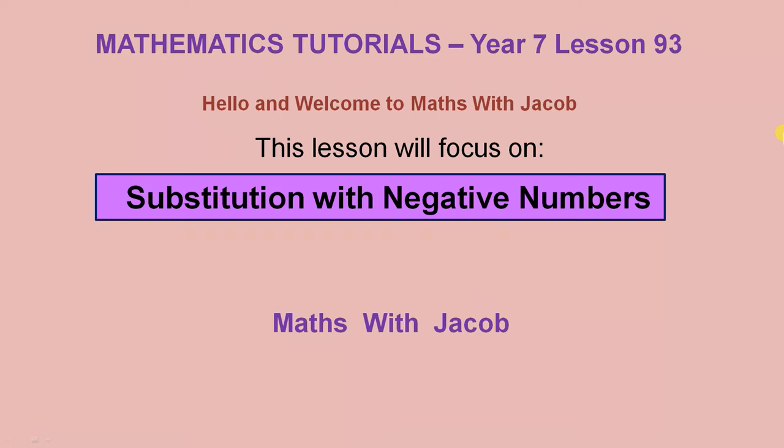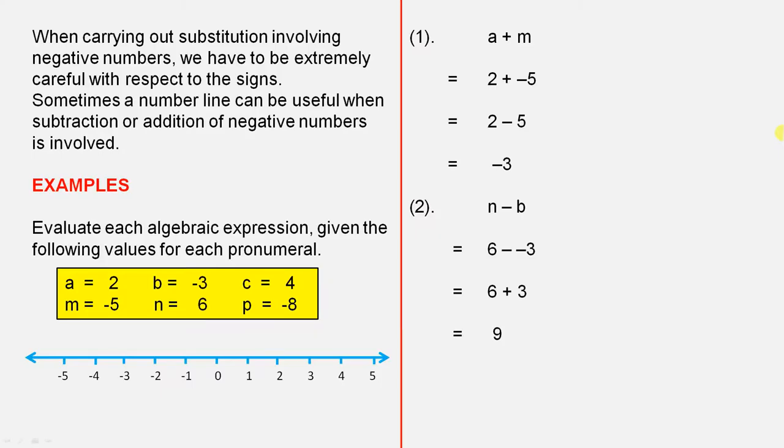This lesson will focus on substitution with negative numbers. When carrying out substitution involving negative numbers, we have to be extremely careful with respect to the signs. Sometimes a number line can be useful when subtraction or addition of negative numbers is involved. Let's look at some examples.